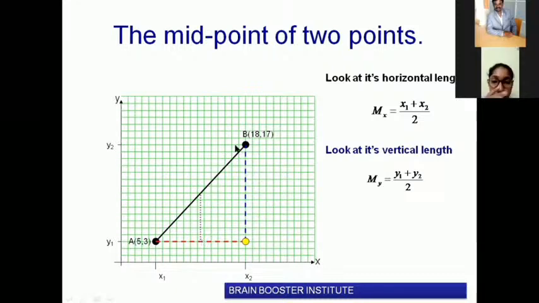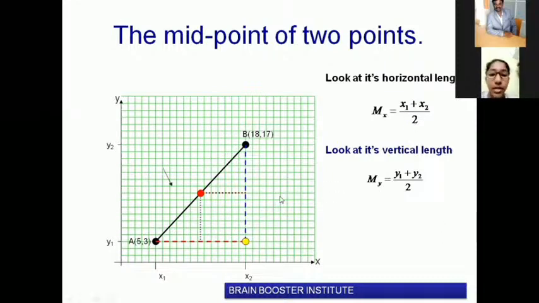Now it's the same thing. Let us go to the vertical length now. How many boxes are there? 1, 2, 3, 4, 5, 6, 7, 8, 9, 10, 11, 12, 13, 14. 14 means exactly the 7th line, isn't it? Let's count: 1, 2, 3, 4, 5, 6, 7. Good. Now this is x1 plus x2 by 2, and this is y1 plus y2 by 2.